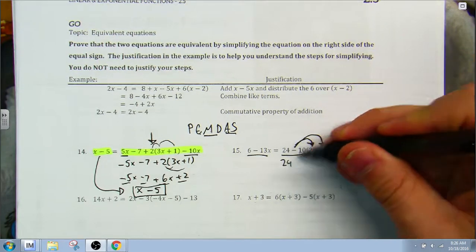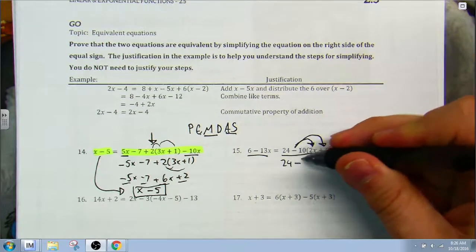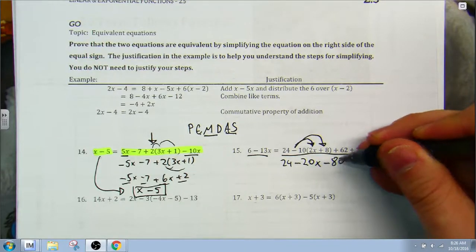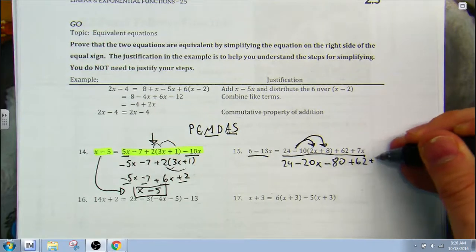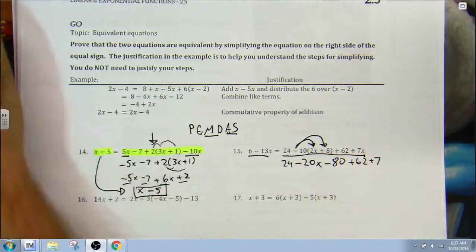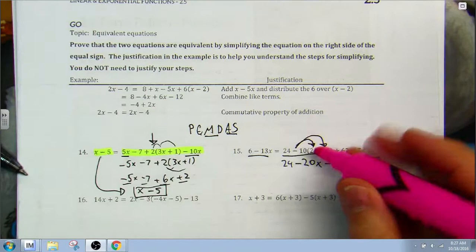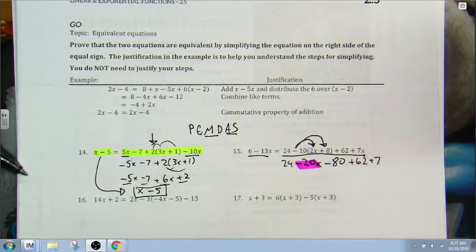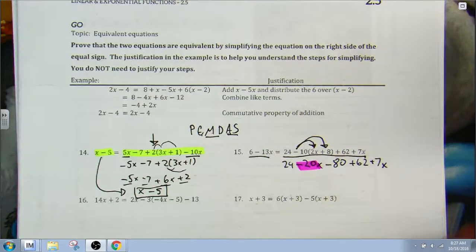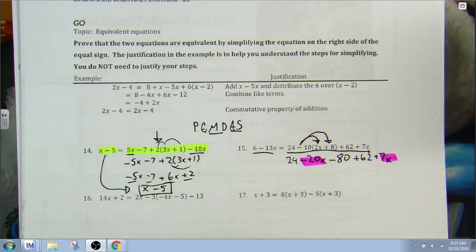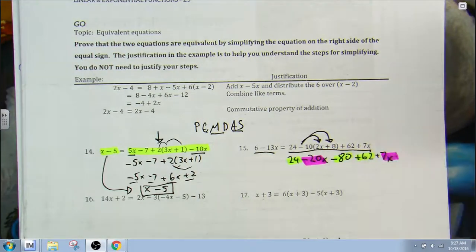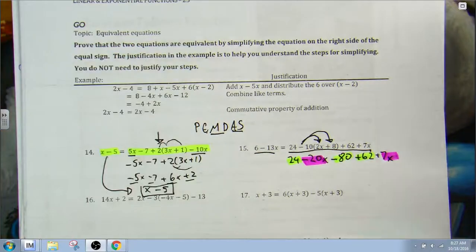So I'll actually start with taking this negative 10 and distributing it into the parentheses. So I have 24, negative 10 times 2 is negative 20x. Negative 10 times 8 is negative 80, plus 62, plus 7x. So now I see that I have a couple of x terms. I forgot to write my x on the 7x here. Let's do that. Boom. So I have my x terms. I have my constant terms, 24, negative 80, 62. So now I'm going to combine the pinks, I'm going to combine the yellows.